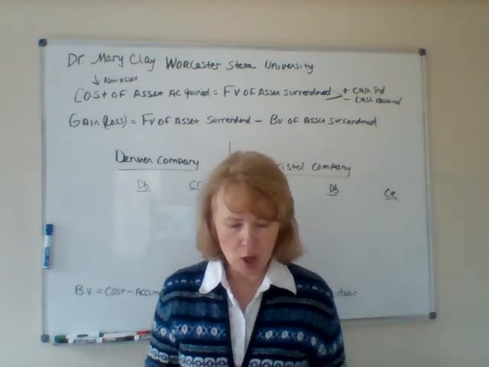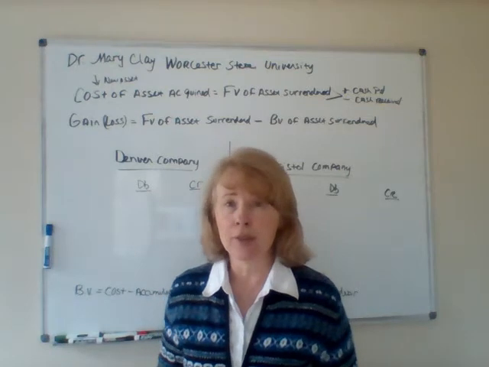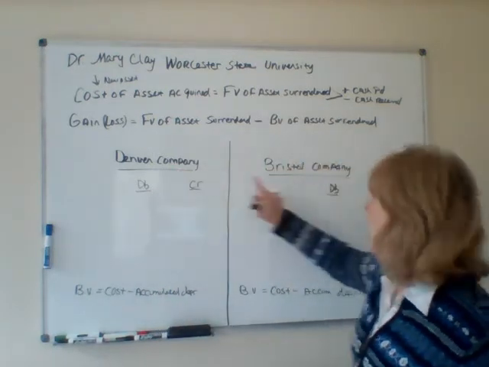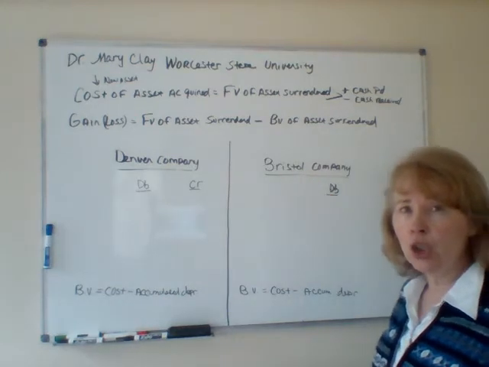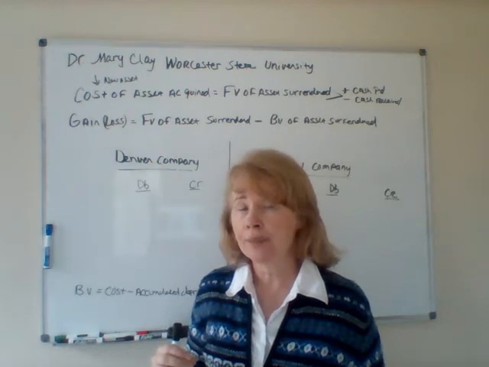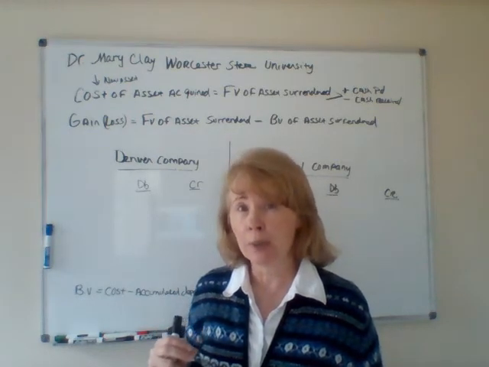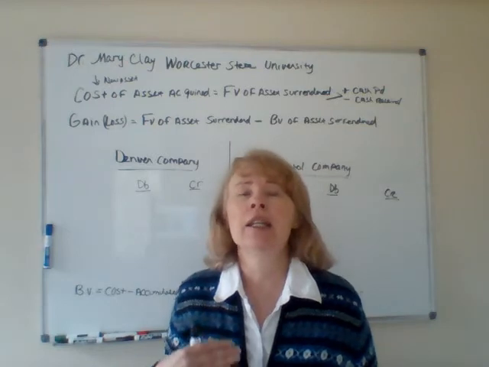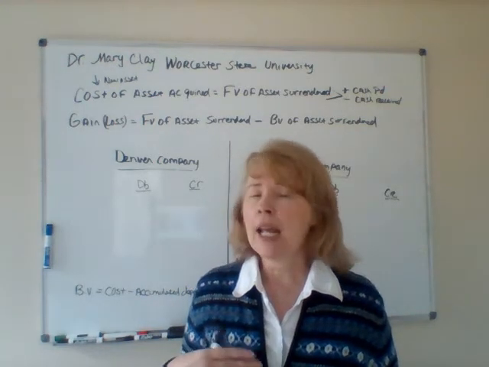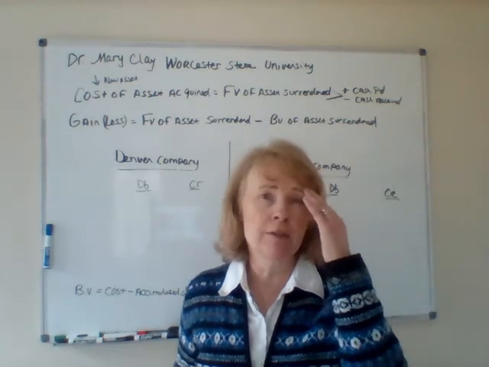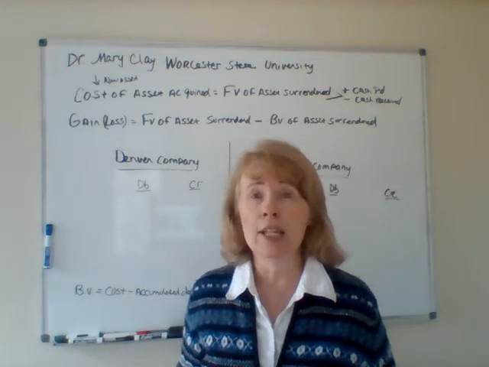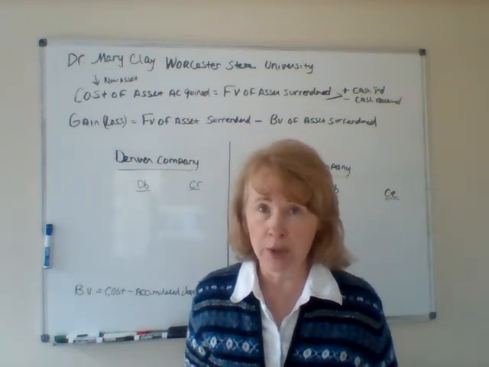So let's look at the two companies. The two companies in this problem are Denver Company and Bristol Company. You will be given the cost of the old asset. You'll be given the accumulated depreciation. You'll be given any information if they paid or received cash. Not every transaction will have them pay or receive cash, but every transaction there'll be an old asset, and you're going to learn how you'll figure out the new asset.